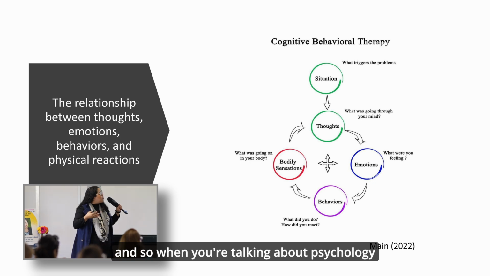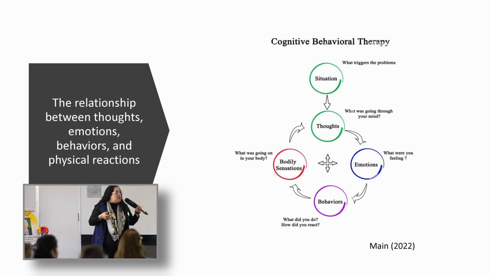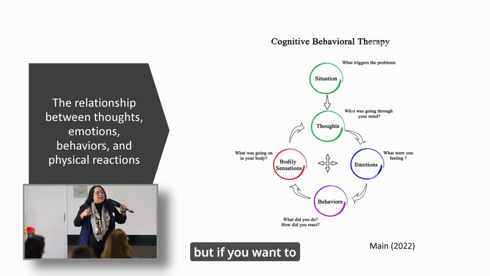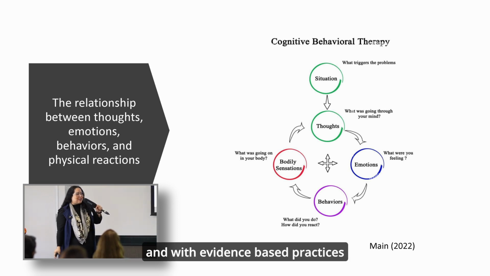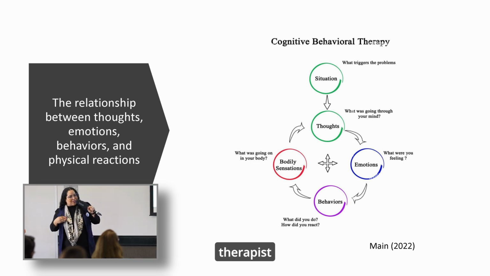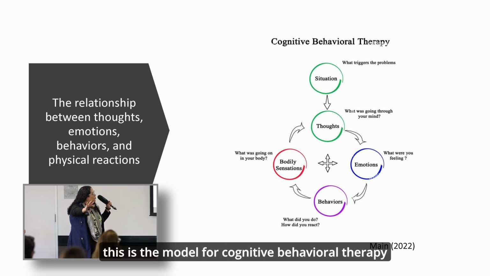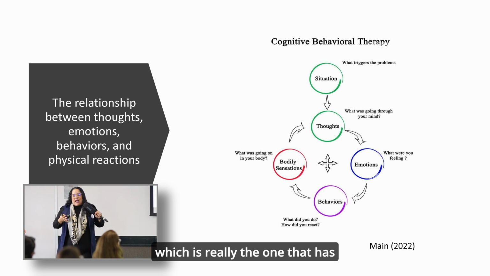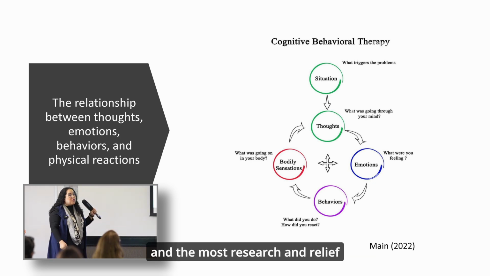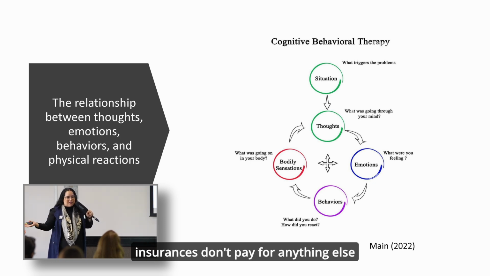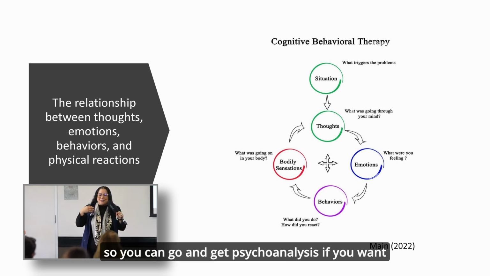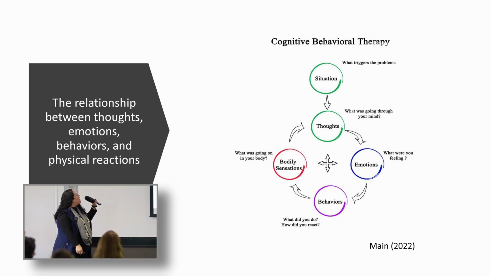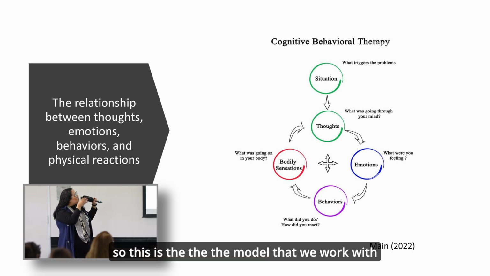When you're talking about psychology, there are different orientations. But if you want to be in line with what science says and with evidence-based practices, you're probably going to be a cognitive behavioral therapist. This is the model for cognitive behavioral therapy, which is really the one that has the most effectiveness and the most research, and insurances don't pay for anything else. You can go and get psychoanalysis if you want, but you have to pay for it on your own. So this is the model that we work with.